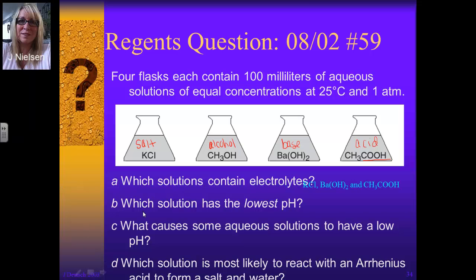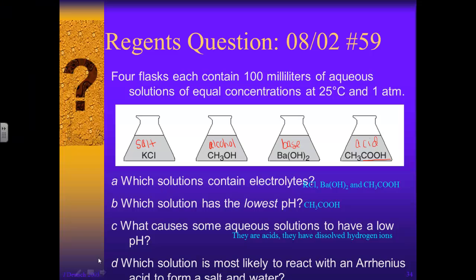Which has the lowest pH, meaning which is most acidic? That would be the CH3COOH. What causes some aqueous solutions to have a low pH? Well, if something has a low pH, then they are acids. They have dissolved hydrogen ions. Which solution is most likely to react with an acid to form a salt and water? Well, to form a salt and water, I need a base and an acid, and I already have the acid, so that means I'm missing the base, the Ba(OH)2.